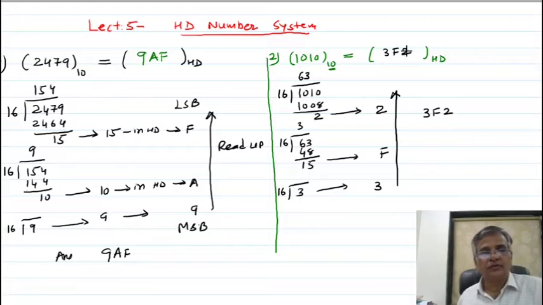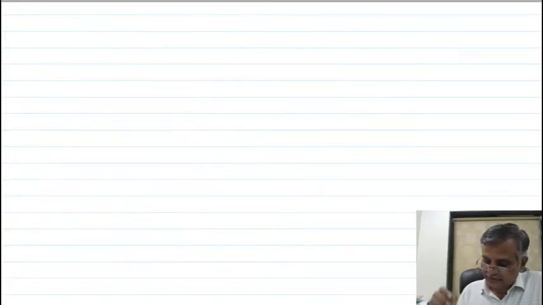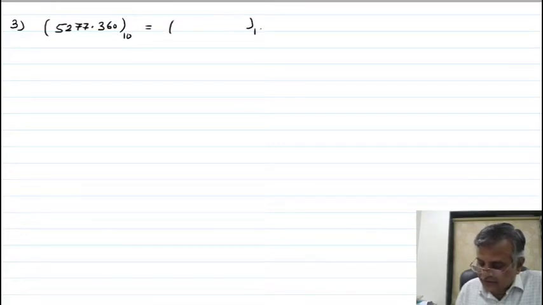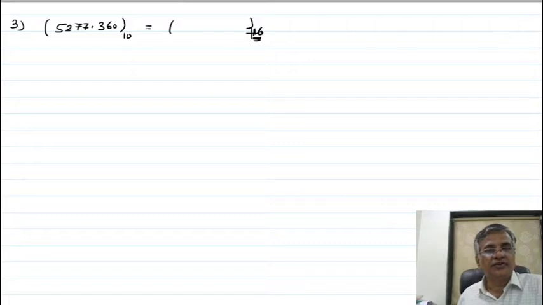Let us now do a mixture of integer and fraction. So convert 5277.36 decimal number into hexadecimal number. Sometimes they are writing 16 instead of hex, which means they are asking you for hexadecimal.